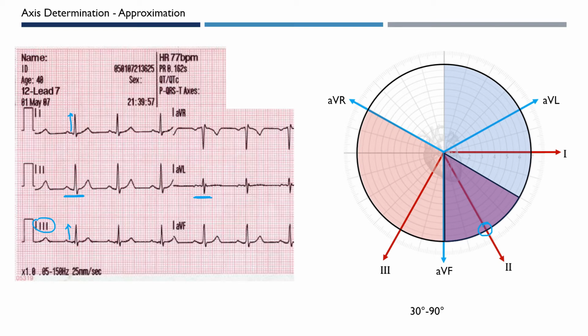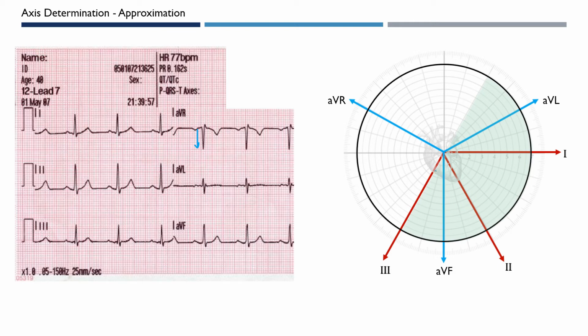So now in this next example, we're going to look at lead AVR initially. And AVR is interesting in this case because it's negative. So because AVR is negative, it tells us the electrical activity has to be away from any point in that lead. So we've highlighted this now in green. You can see that anywhere in green, the electrical path would create a negative depolarization in AVR.